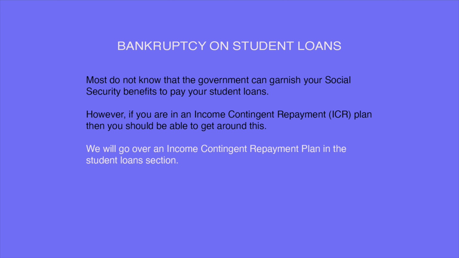Most do not know that the government can garnish your Social Security benefits to pay your student loans. However, if you are in an Income Contingent Repayment, ICR, plan, then you should be able to get around this. We will go over an Income Contingent Repayment Plan in the student loan section.